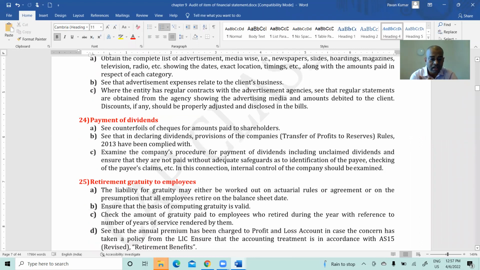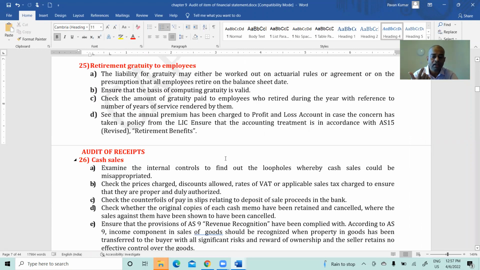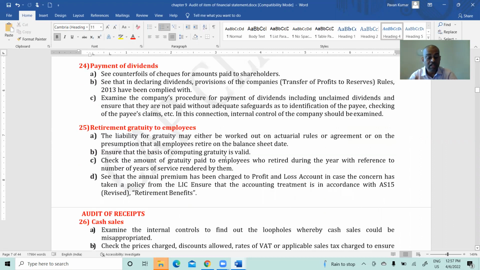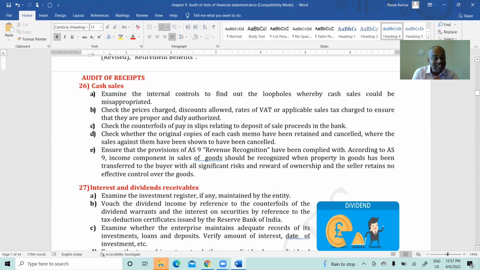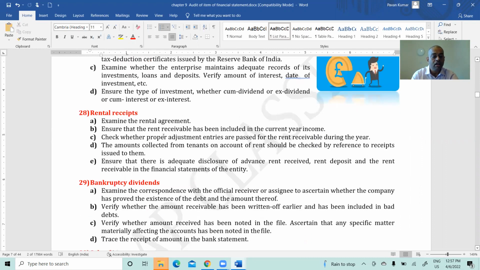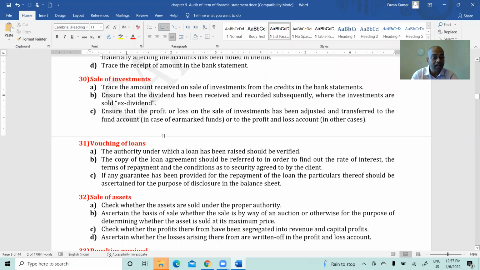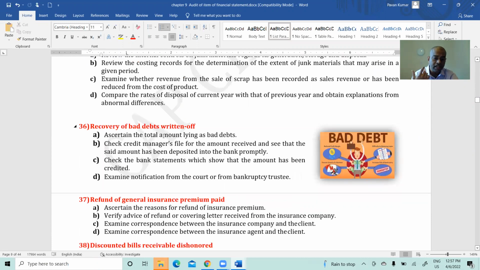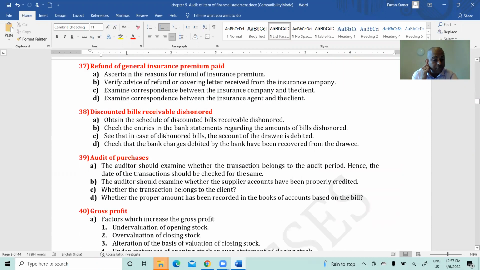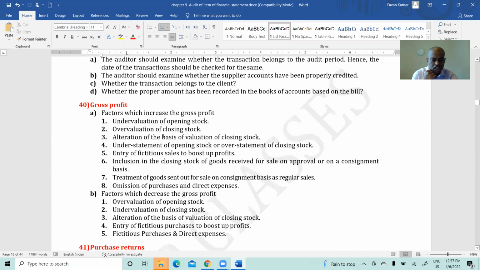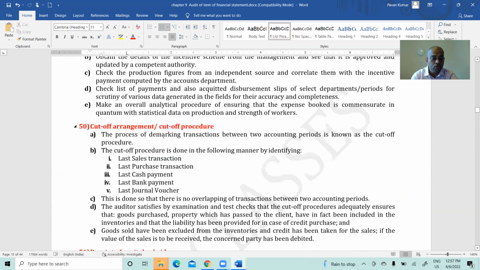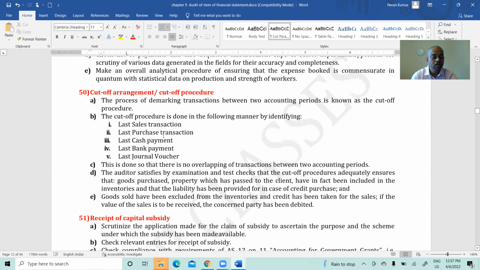Okay. So guys, now what you are supposed to do: 23 we completed, dividends, retirement gratuity, then receipts. If you do dividends and retirement gratuity, payments is over. Then we are coming to the receipts side of the cash book. Receipts side of cash book, then cash sales, then interest and dividends received, rental received, bankruptcy dividends, sale of investments, vouching of loans, insurance, junk materials, recovery of bad debts written off, refund of general insurance premium, audit of purchases, gross profit, purchase returns, credit sales. So I want you to do up to question number 50.